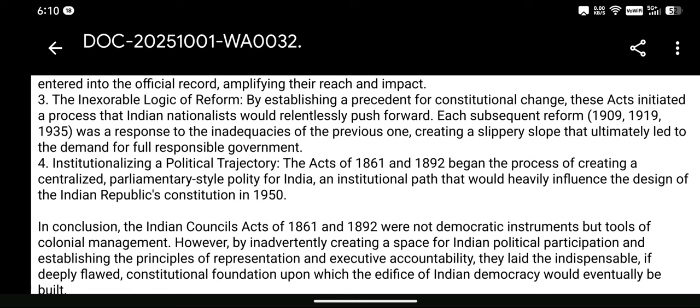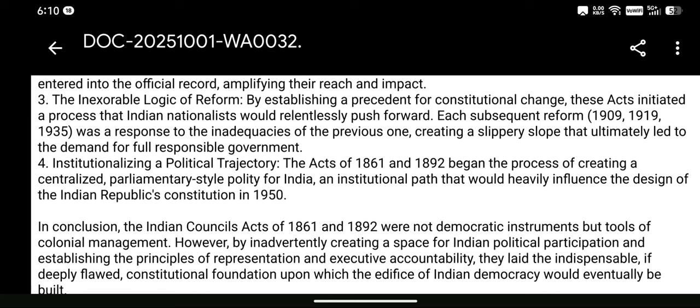Institutionalizing a political trajectory. The Acts of 1861 and 1892 began the process of creating a centralized parliamentary-style polity for India, an institutional path that would heavily influence the design of the Indian Republic's constitution in 1950.